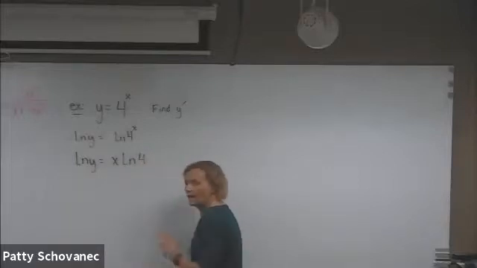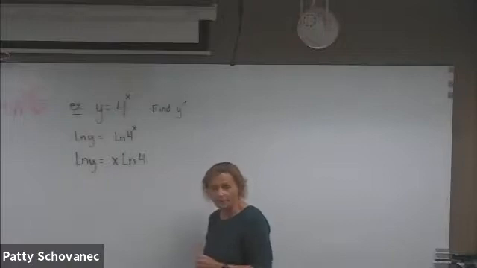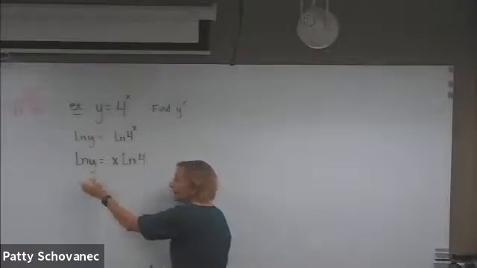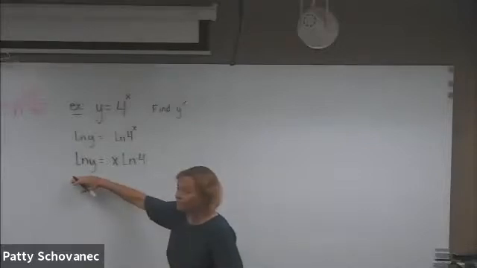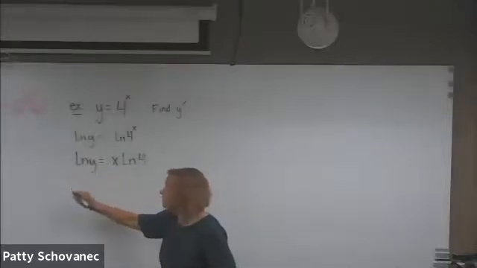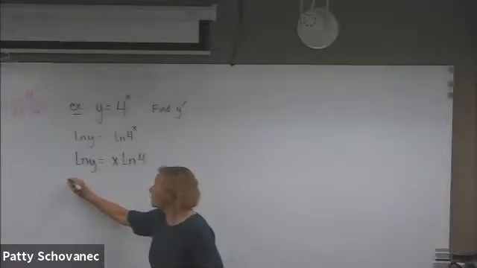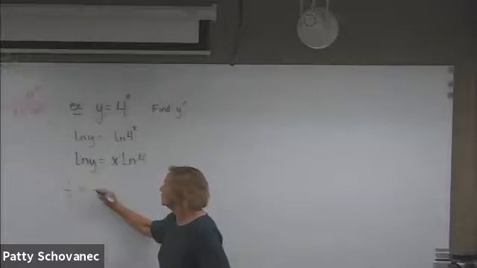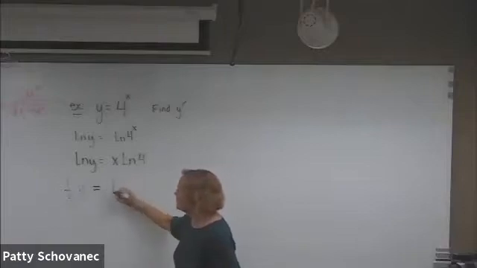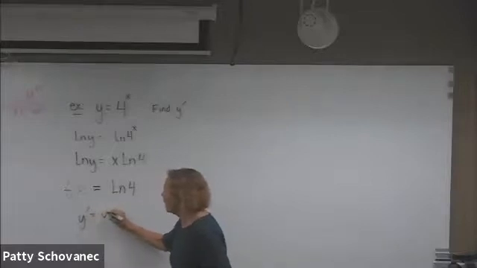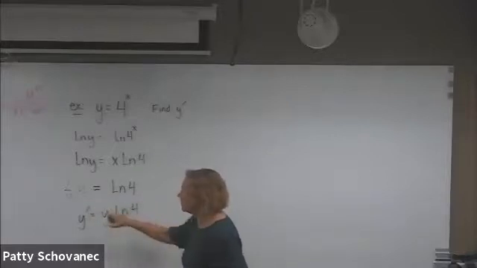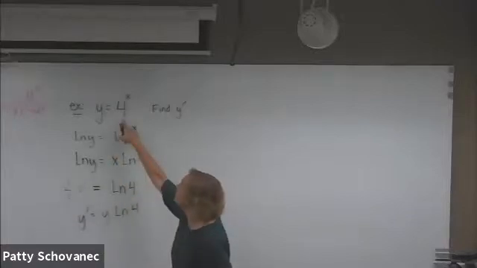Once I get it all on one line, I can use implicit differentiation to find y prime. See, now I have a function of y as opposed to y by itself. Let's start from here and take the derivative of both sides with implicit differentiation. What's the derivative of the natural log of y? Y prime over y, right? 1 over y times y prime. The natural log of 4 is a constant, so I've got a constant times x. The derivative of a constant times x is just a constant. So y prime is just y times the natural log of 4. Multiply both sides by y. But y is 4 to the x.